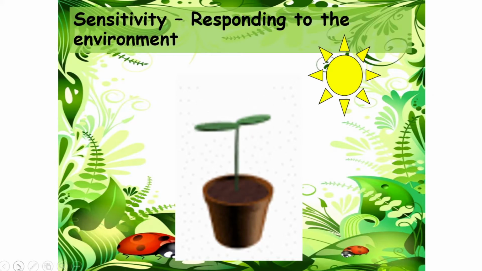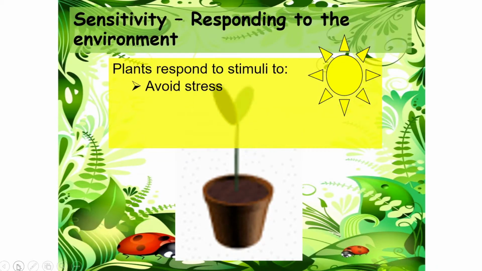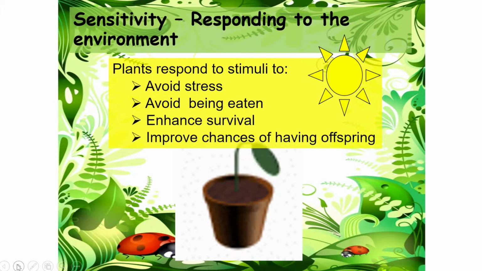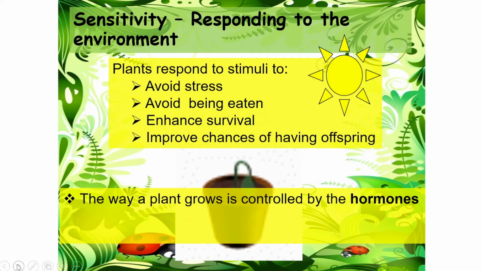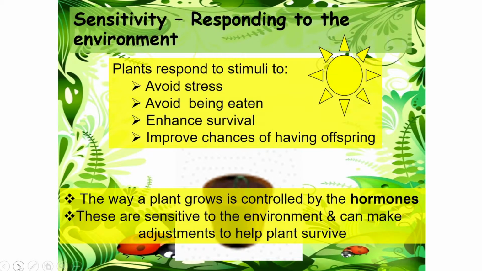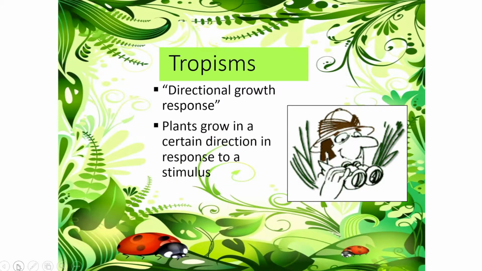Plants are actually quite sensitive to their external environment, and not just plants like the Venus flytrap. Plants respond to stimuli to avoid stress, avoid being eaten, enhance their survival, and improve their chances of having offspring. The way a plant grows is controlled by the hormones, and these are sensitive to the environment and can make adjustments to help the plant survive. A tropism is a directional growth response. In other words, plants growing in a certain direction in response to a stimulus.